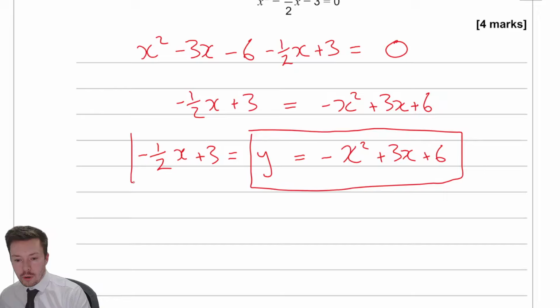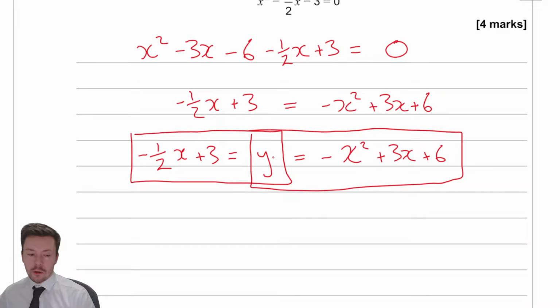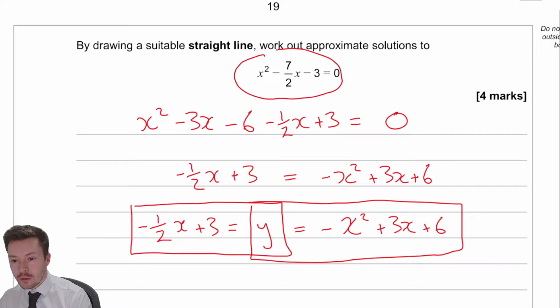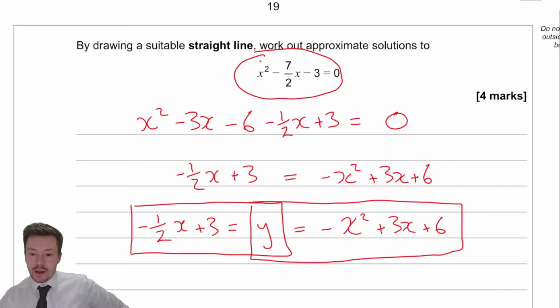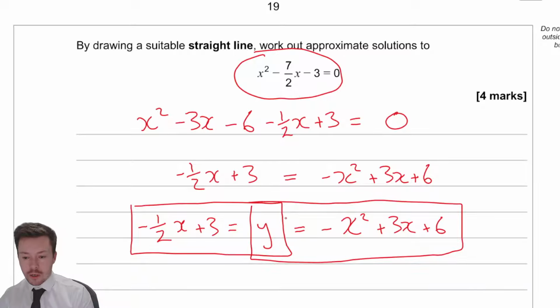Okay, now if I plot this, where those two cross over or intersect with each other would be the solution to this equation. Okay, and obviously on the left-hand side here, I've got a straight line. On the right-hand side, I've got what's already plotted. So I need to plot y equals minus a half x plus 3. And you can do that.